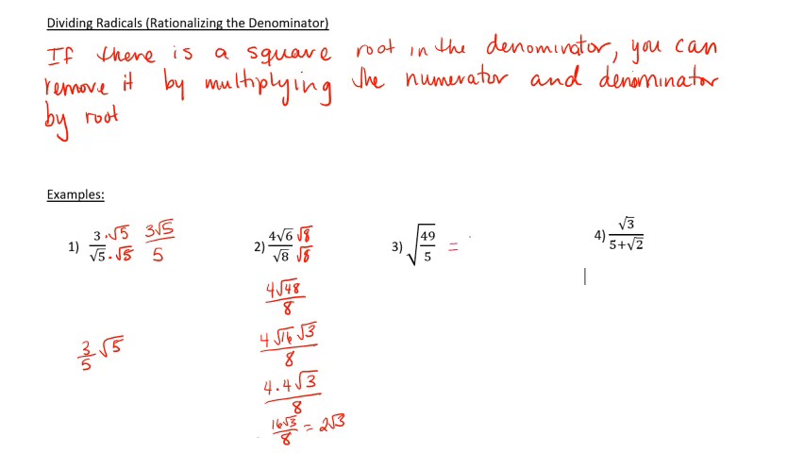So first thing I'm going to do with number 3 is I'm going to separate it into 2, so that way I can rationalize the denominator. All right, the square root of 49 is 7, so I'm going to go ahead and take care of that right now. And then I just multiply top and bottom by the square root of 5. On the bottom, I'm going to get 5, and on the top, I'm going to get 7 square roots of 5. So if you have a fraction in the radical, you can separate it into 2, so you can rationalize it.